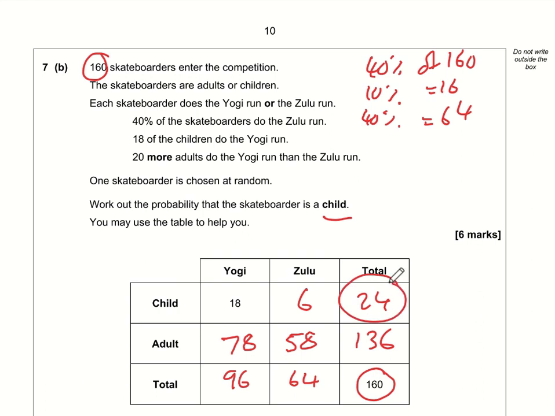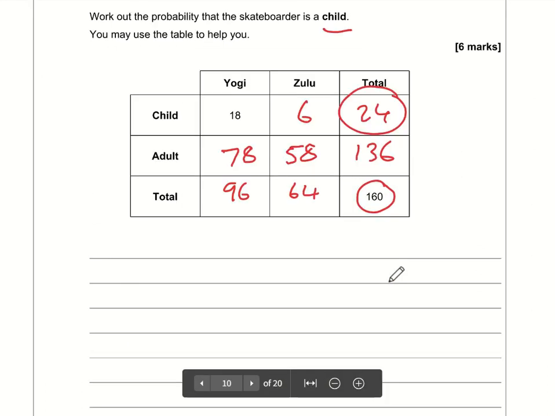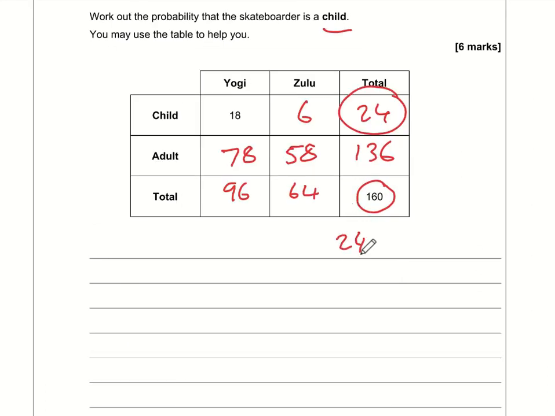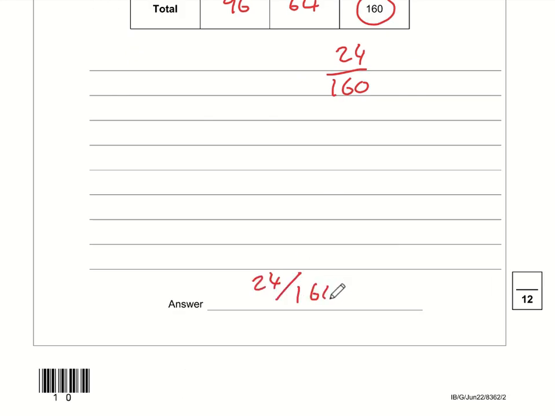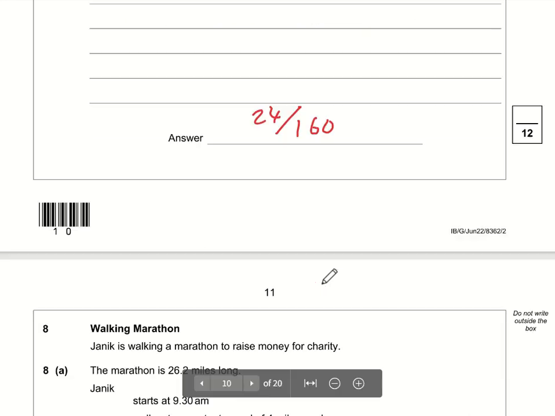Well, how many children are there in total? That is 24 out of how many people in total? 160. You can simplify the fraction if you want, but 24 over 160 is perfectly acceptable. So 24 over 160.